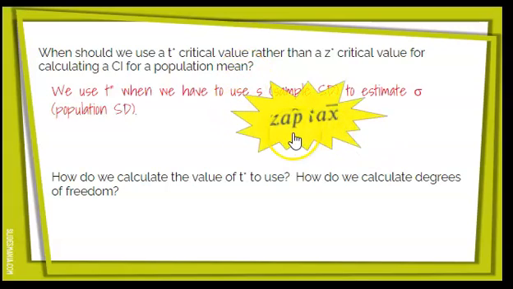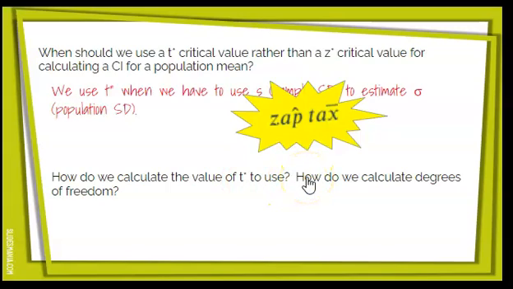We use the z-distribution anytime it's a proportion. So we use this little acronym, ZAPTAX. Z is for proportions, t-distribution is for averages or means. So then, okay, so if I use t instead of z, how do I find t star?